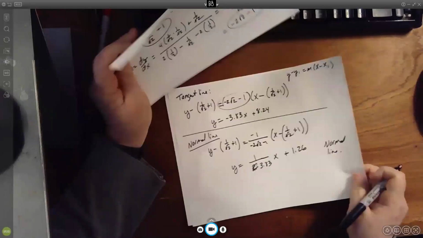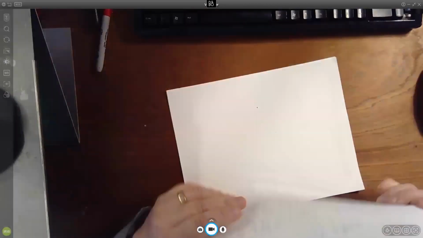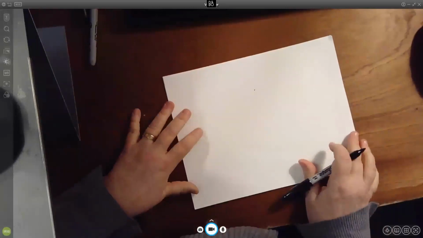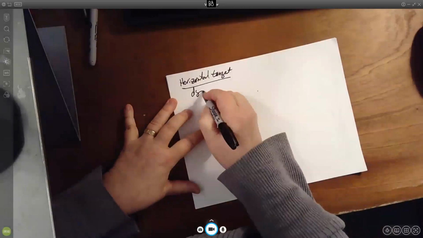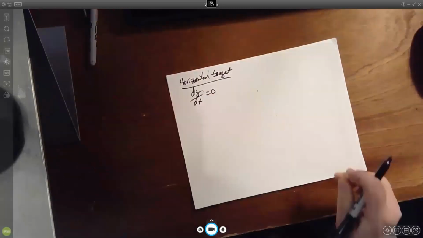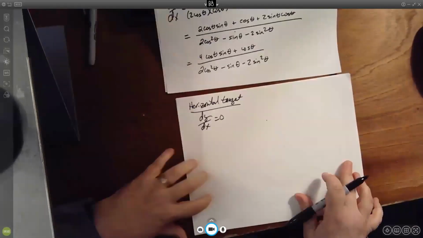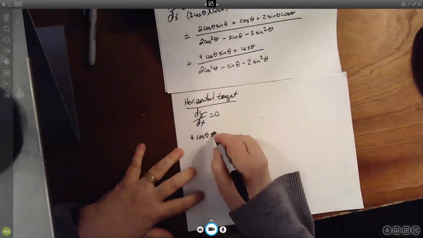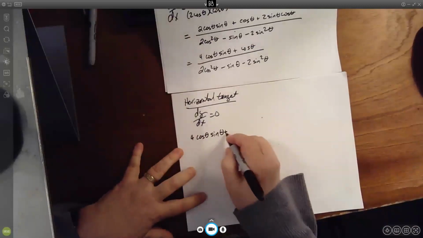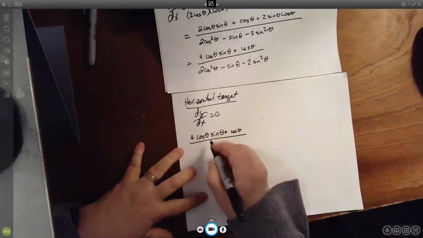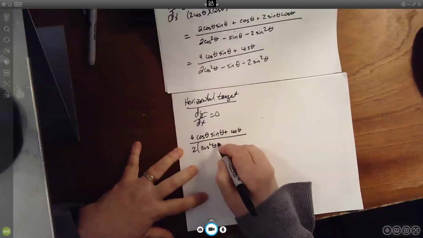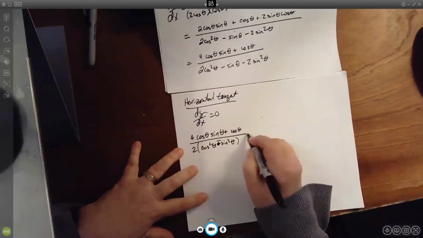Okay. Another thing we might want to know is, where is our tangent horizontal? A line is horizontal when the derivative is equal to 0. dy/dx is equal to 0. And what was my dy/dx again? That hideous thing. And so we have 4 cosine theta sine theta plus cosine theta all over 2, let's bring this together, 2 cosine squared theta minus sine squared theta. Oh, that doesn't look much better. Minus sine theta.